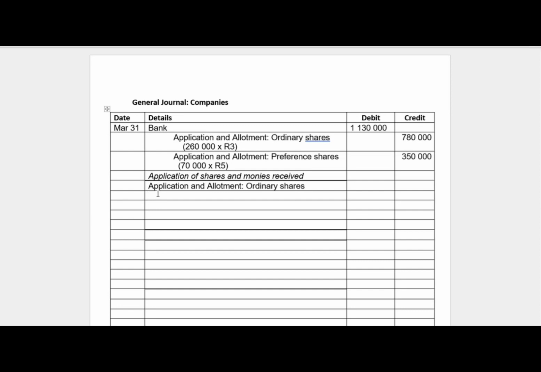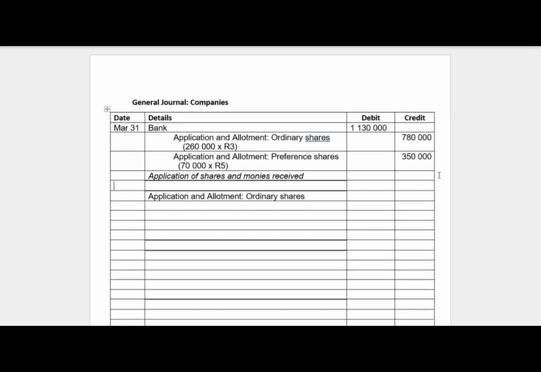And then application and allotment preference shares.